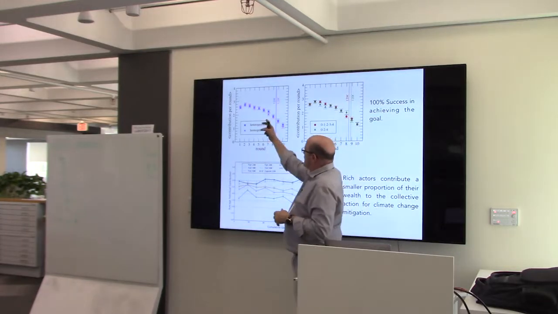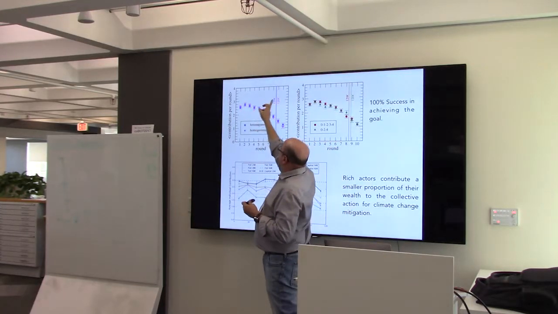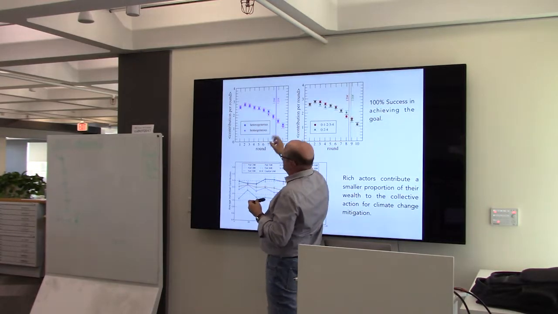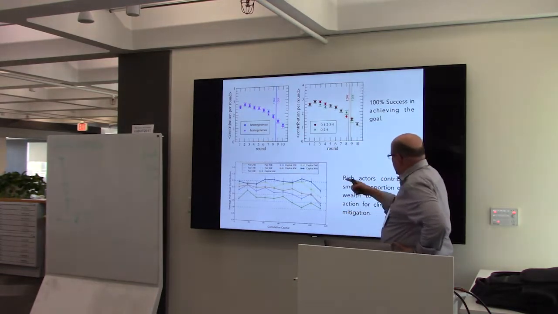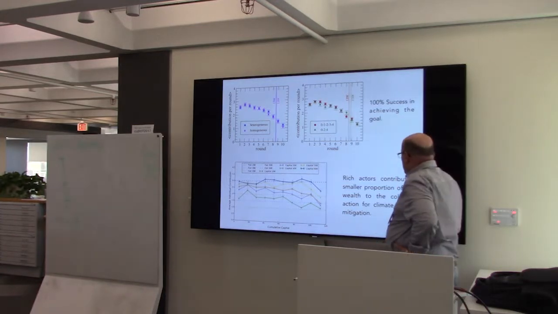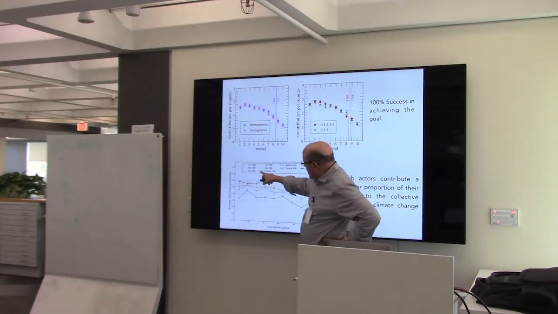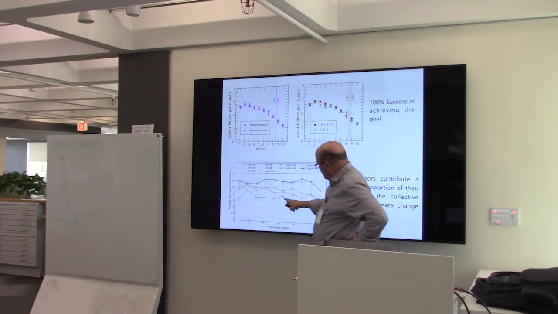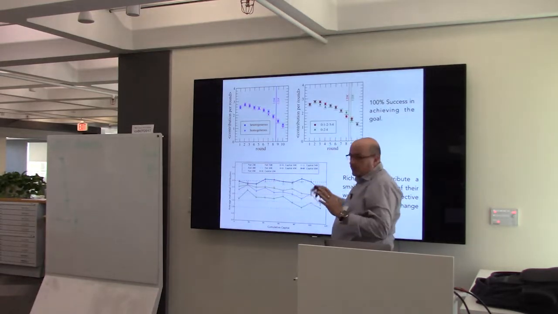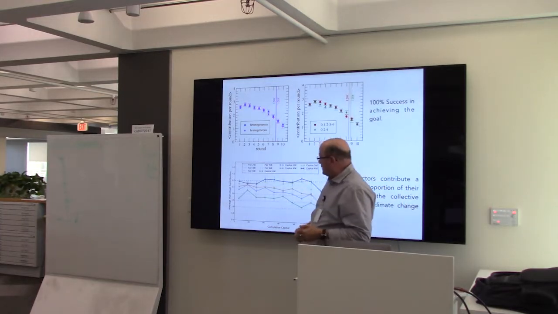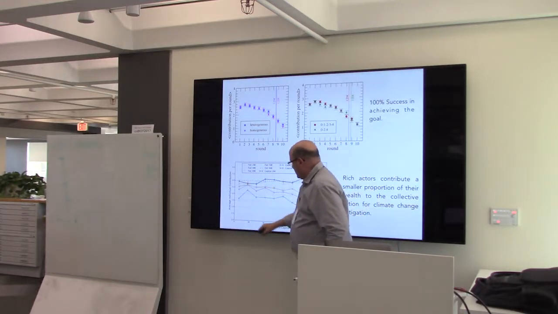So the first thing is that in all cases, we reach the target. And this is the contribution per round. You see that as soon as they see that they will reach the target, they start to put less and less, so they can save more. But the key finding of this experiment was that the rich contribute a smaller proportion of their wealth to the collective action. Here is what you expect if there is a fair distribution for those that have 20, and they actually put almost twice what they should put. And these are the richest. To be equally comparable with respect to capital, they should put like this, and they actually put like that, sometimes less, depending on the number of rounds.